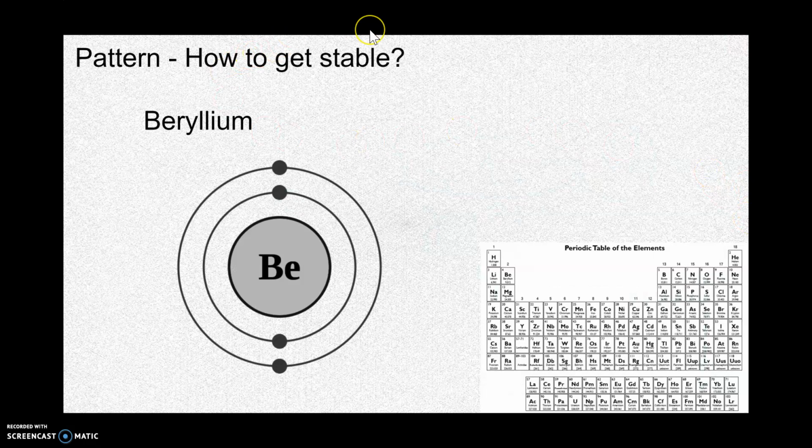Okay, let's do beryllium. You can go ahead and pause the video at any time and then come back and see if you're understanding this on your own. So beryllium right here, it has 2 valence electrons. So here it is in the periodic table.